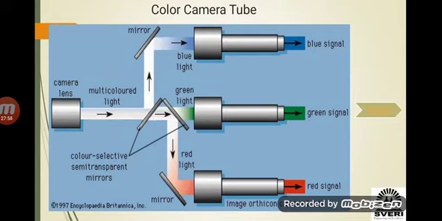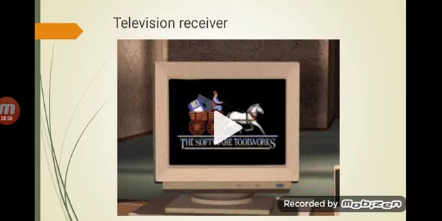And this is how we can differentiate between a monochrome signal and a color television signal. A monochrome signal is a one dimensional signal because it has only gray values, ranging from black to white. But color television has three dimensional values, where it will have the values in terms of red, green as well as blue.